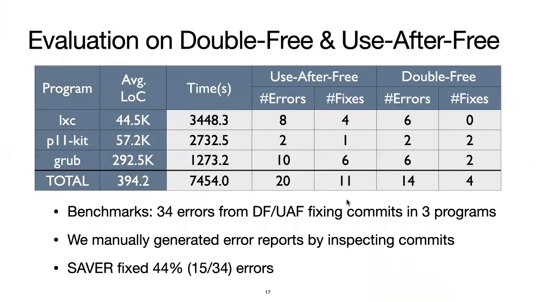We also evaluated SAVER for double free and use after free. We could not find an effective static bug finder capable of detecting these errors, so we manually constructed our benchmarks from 34 fixed commits in GitHub. The results show that SAVER was able to fix 44% of total errors. Most of the unfixed errors are related to complex data structures or deallocation functions. In those cases, SAVER could not properly generate correct patches.